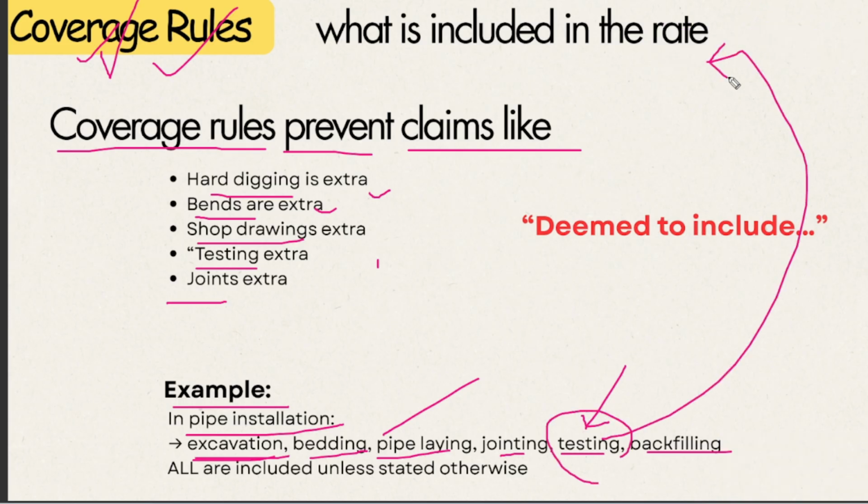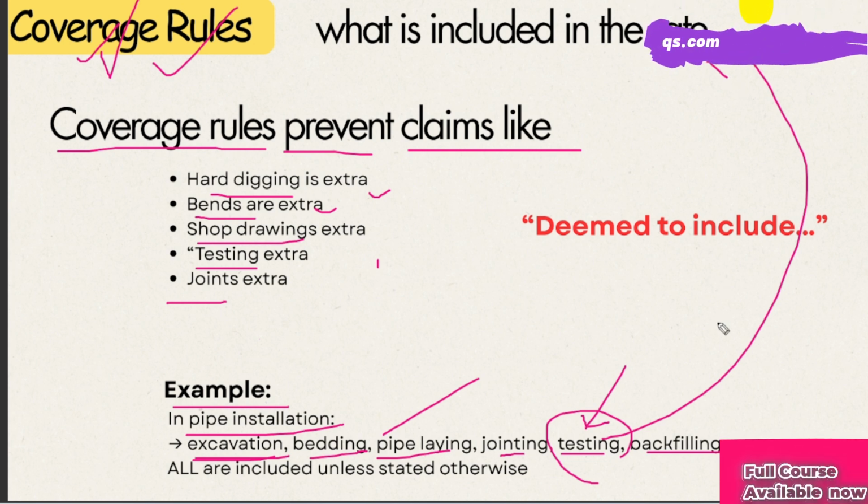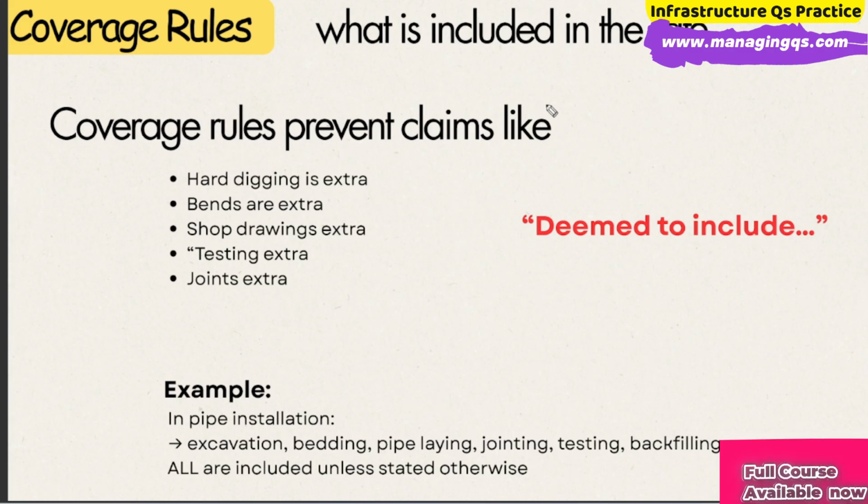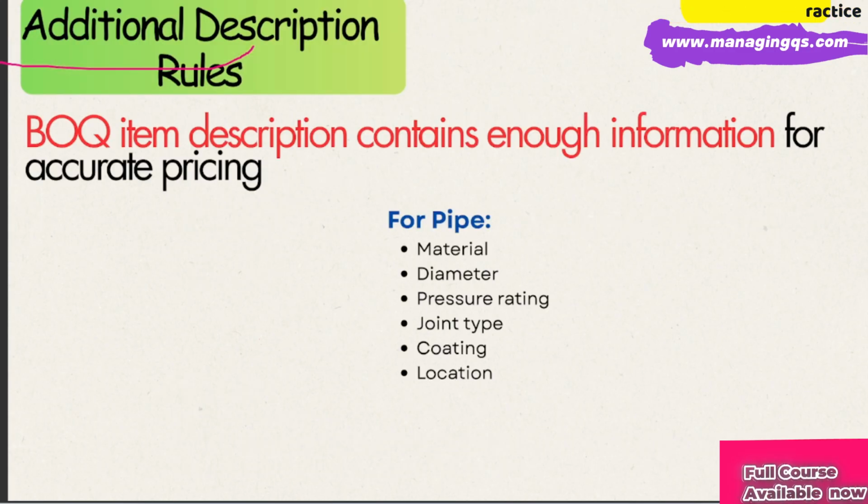So if you submit any additional claim for any testing purpose, the client will reject it immediately, because everything is included in the rate. Before preparation of any rate processing or rate build up, you have to fully understand the coverage rule. The final thing is the additional description rule.